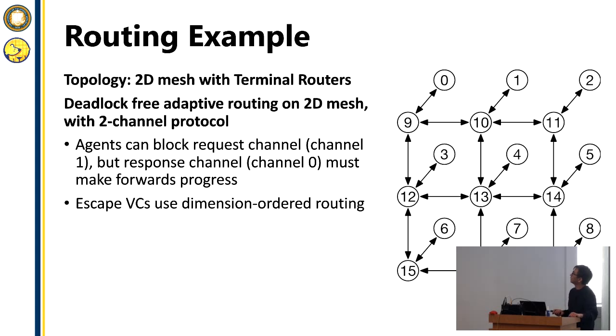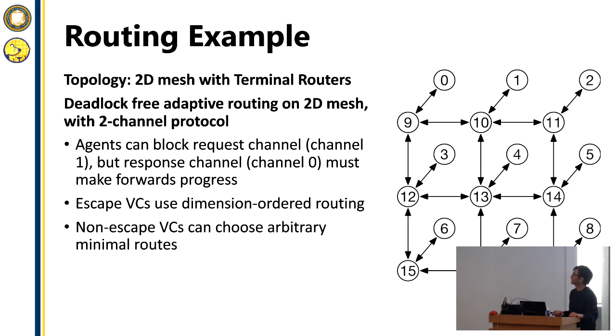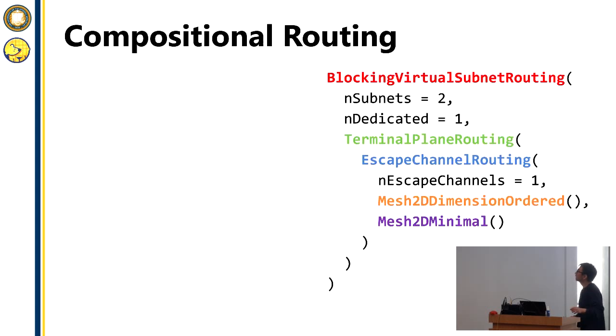In order to do deadlock-free adaptive routing, we need to have escape virtual channels that use dimension-ordered routing, while the non-escape virtual channels can choose arbitrary minimal routes. And yeah, you can imagine that writing this entire thing out for every single router node here is going to be a huge pain. And you can definitely get it right. But then, when you need to build another NoC or tweak some parameter, you're going to have to do it again and hope you don't run into any new bugs.